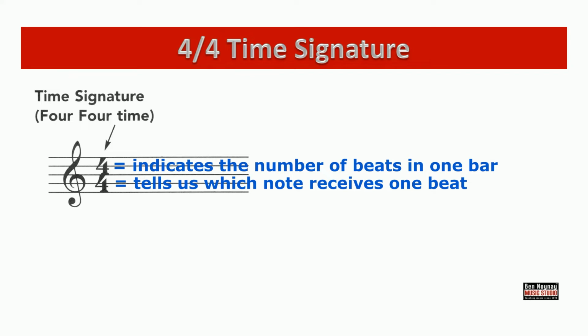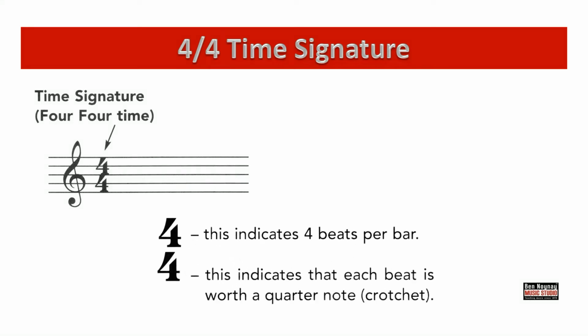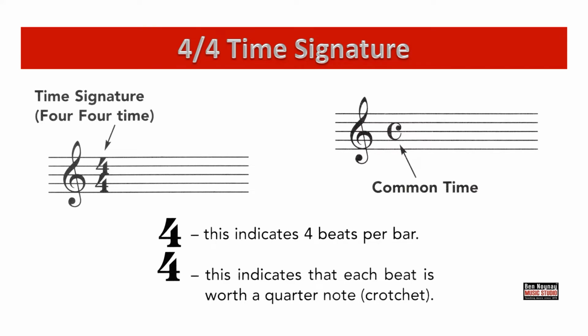This means that the 4/4 time signature indicates 4 beats in a measure or a bar, and each beat is worth a quarter note. 4/4 is the most common time signature and is sometimes represented by the common time symbol, which looks like the letter C.